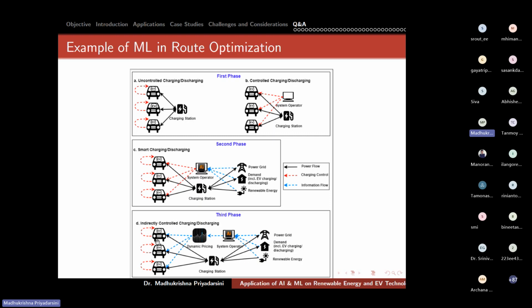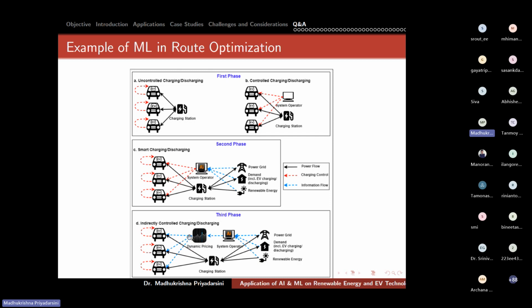Next one is the third phase. This is indirectly controlled charging and discharging. So here the pricing is involved. Same thing as in the second phase, but the pricing demand is shown here. So suppose you are going for 5 kilometers and the demand of your EV is this, and it is renewable energy.